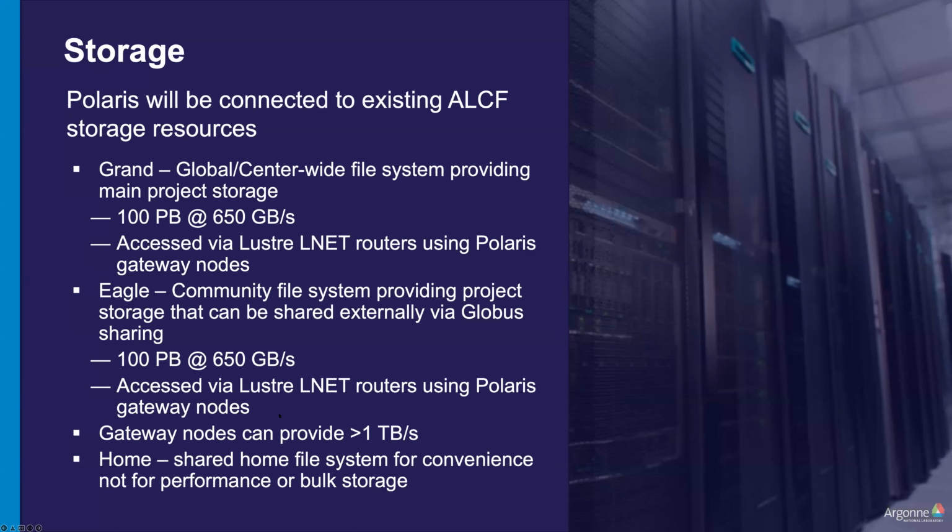On Polaris, we will connect to these through LNet nodes, which are gateways. These gateway nodes, all fully provisioned, could provide up to 1 terabyte a second. That'll depend a little on how well the network architecture can support that from end to end. But that means you can probably saturate one of these file systems, but certainly not both at the same time. But we should be able to fully utilize one of these cluster volumes.